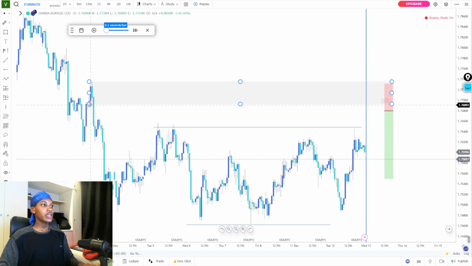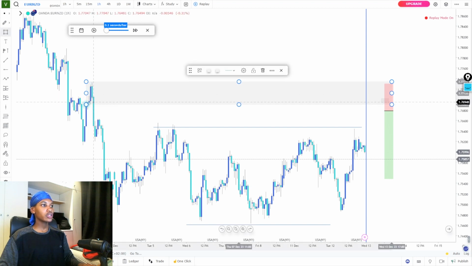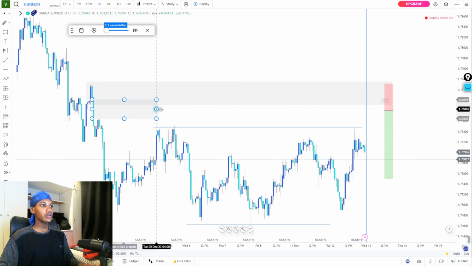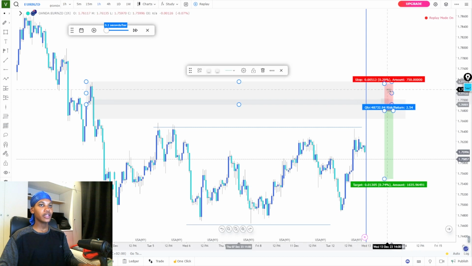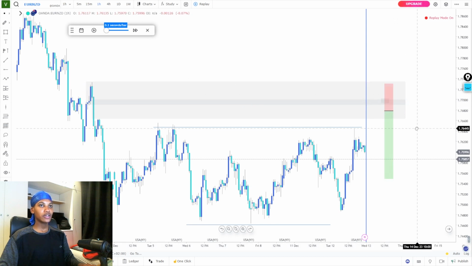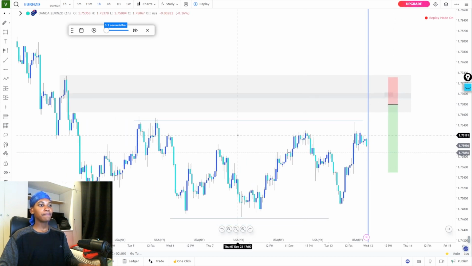Looking at this order block, you can also see that there was a fair value gap created here. But for now, we're going to focus on both of these two. We can also see that they start to overlap here. This is only more confidence to us, so we'll be looking at both of them. Now, what's the next step?